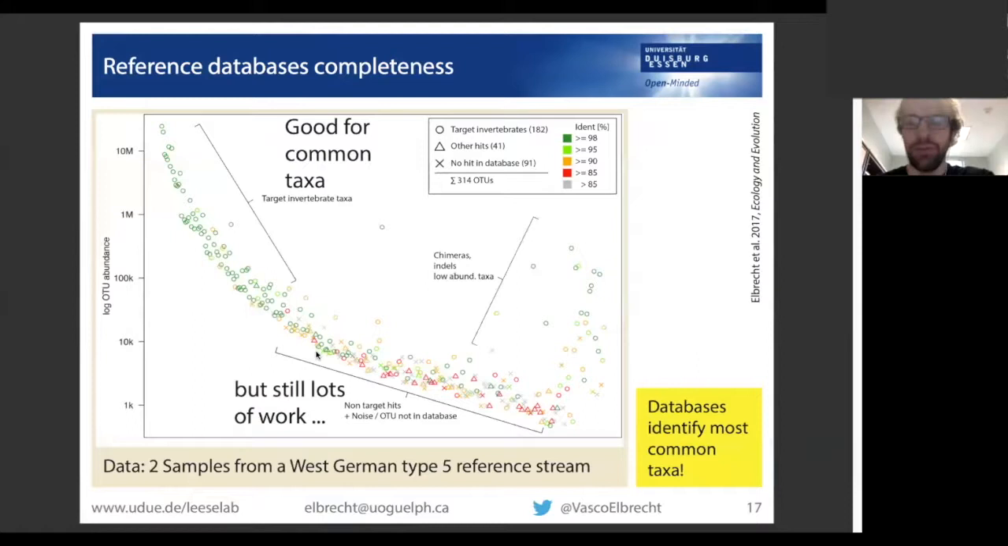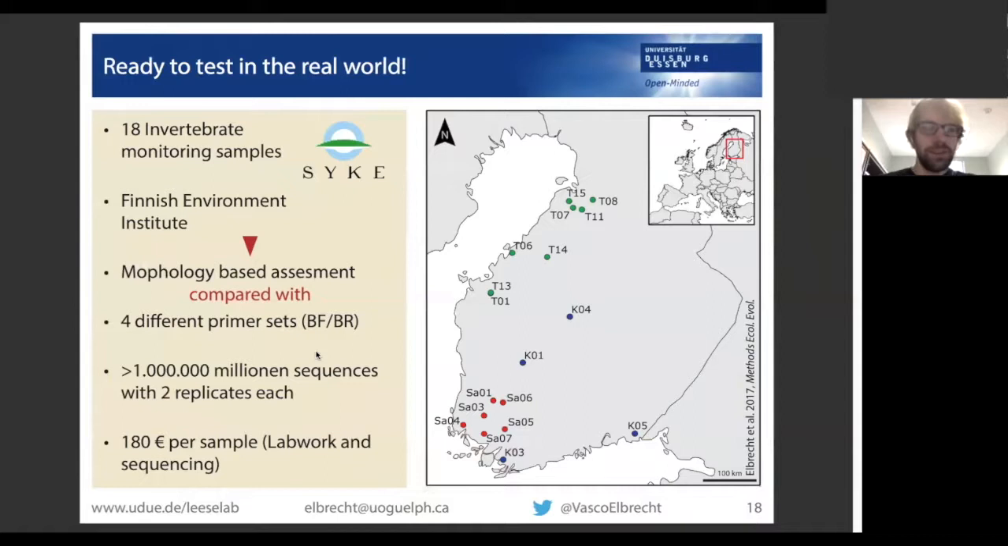So now we have done all this validation, and as we have validated the protocol very well, it's time to really put this into practice. And together with partners from Finland, we looked at macroinvertebrate samples from the actual Finnish monitoring program. And those were identified by the experts in Finland who do the routine monitoring based on morphology, and then compared with different primer sets and our metabarcoding approach. So you can see here on the map the different samples, so it was 18 samples, and we have around 1 million sequences and 2 replicates for each sample, so each sampling location.